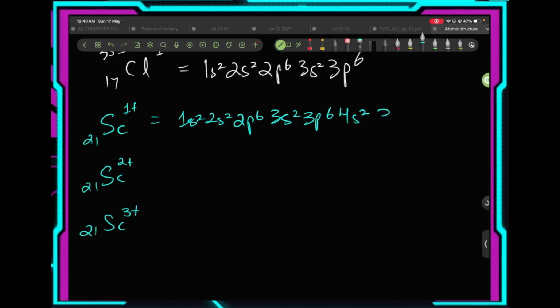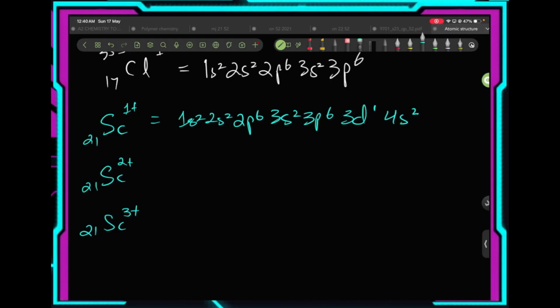And one more left, that is 3d1. Now don't start removing electrons just yet after writing this. Consider, is this the stable version of this? No. What will you do? 3d1 comes in and 4s goes out.